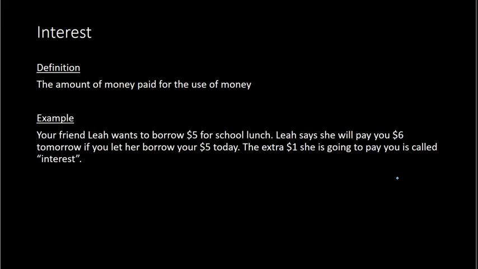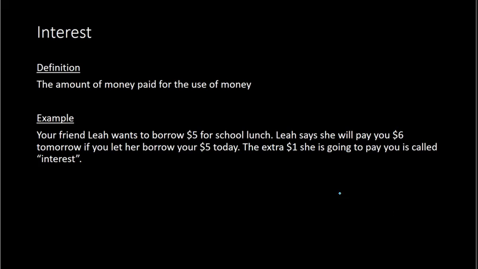In this video, you will learn about a topic called interest. Now, interest, by definition, is the amount of money paid for the use of money. So, for example, let's say your friend Leah wants to borrow $5 for school lunch. Leah says she will pay you $6 tomorrow if you let her borrow your $5 today. The extra $1 that she is going to pay you is called interest.